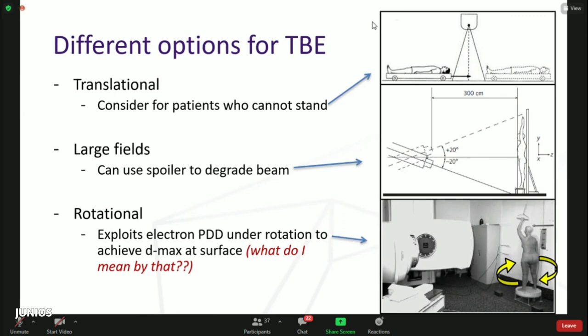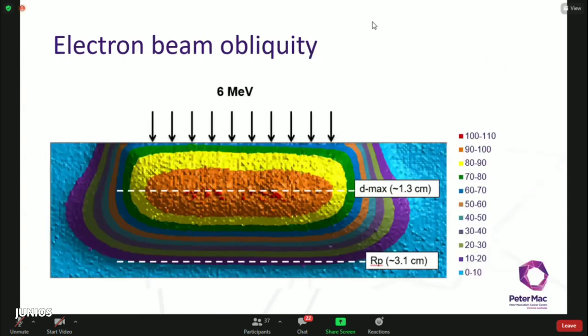Well, let's just explore, what do I actually mean by that? What am I exploiting in terms of electron PDDs? Well, hopefully this is a familiar image to you. This is a standard 6 MeV beam in a 10 by 10 field that I've exposed on a piece of film and have scanned out. So you're peaking at about 1.3 centimetres, and you've got your practical range down at about 3.1 centimetres. You can see those bulging electron isodose lines, and hopefully this is a familiar sort of image to you.